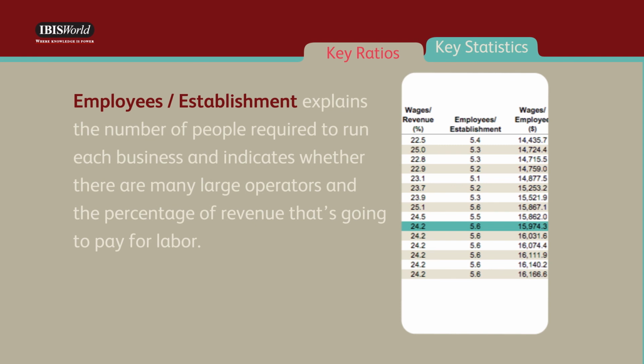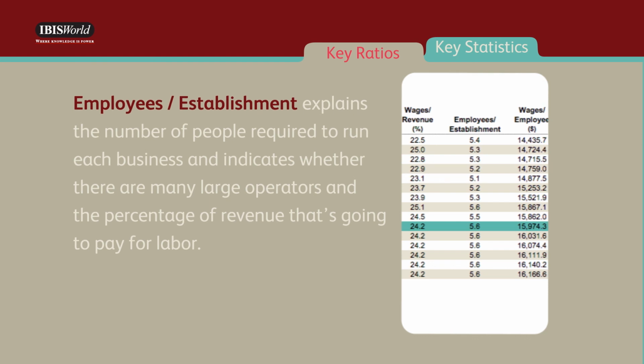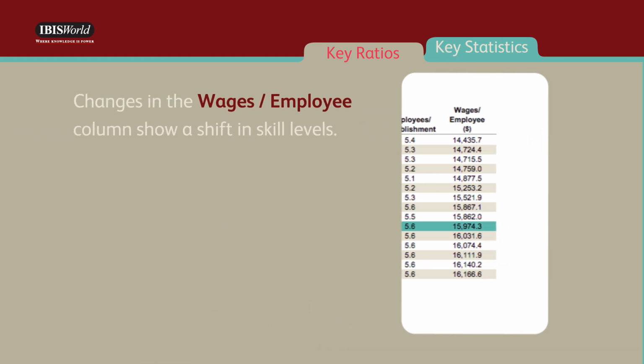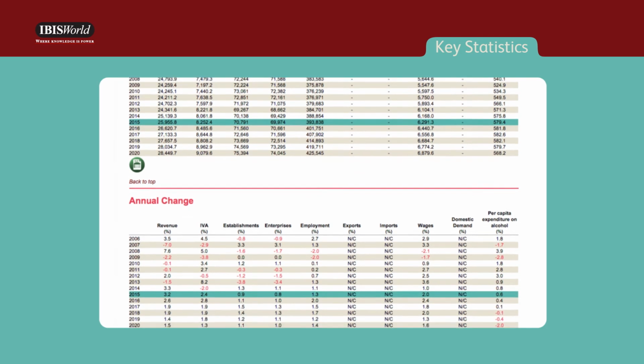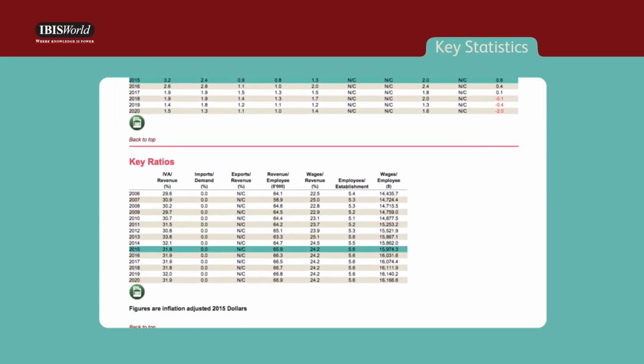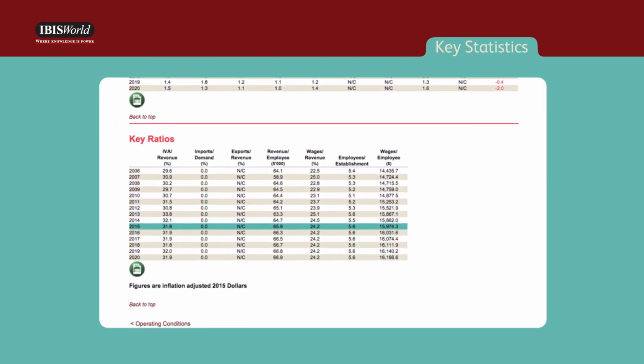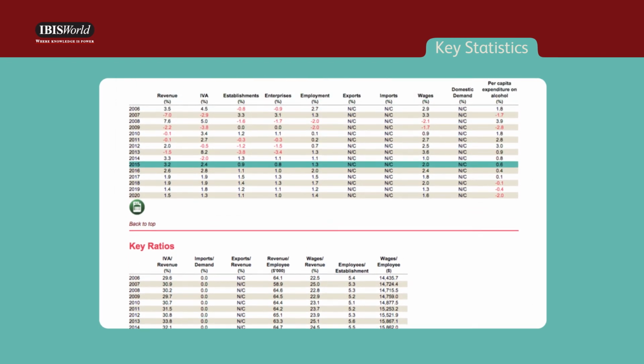Employees over establishment explains the number of people required to run each business and indicates whether there are many large operators. And changes in the wages over employee column show a shift in skill levels. For these reasons, the Key Statistics chapter is critical for understanding the industry, where it's been and where it's going, by having the straight numerical data at your fingertips.